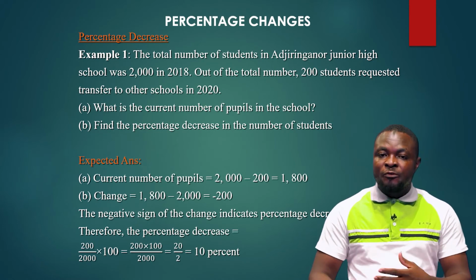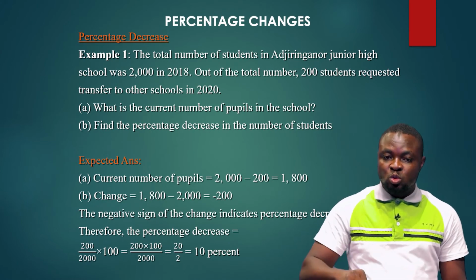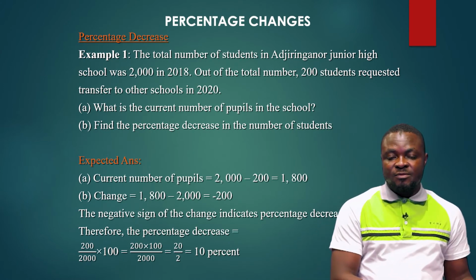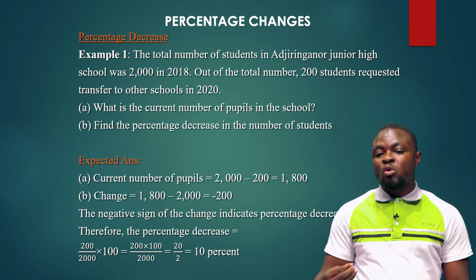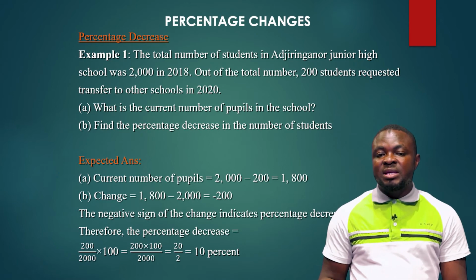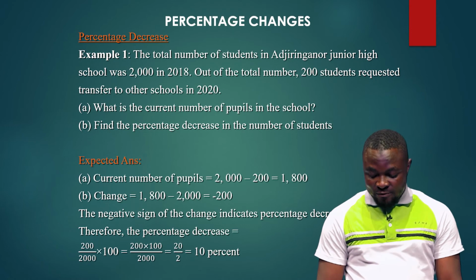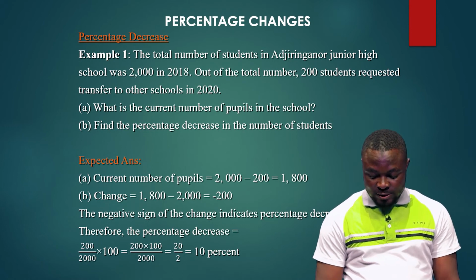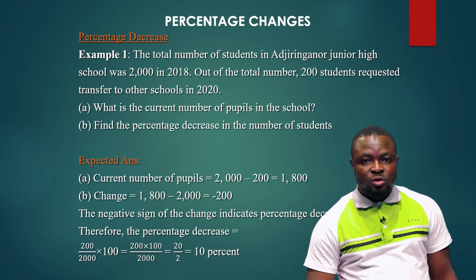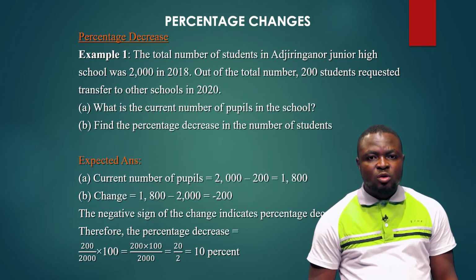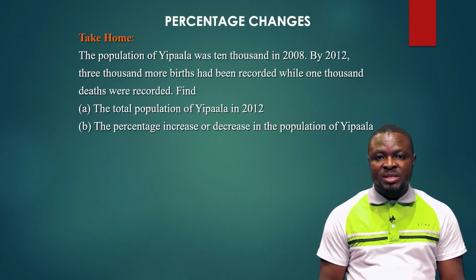So following from our previous examples and the percentage decrease, you take that change, which is 200, ignore the negative. The negative only tells you you are dealing with percentage decrease. So you go ahead and take 200 divided by the original value. The original value in this case is 2,000. So if you divide 200 by 2,000, it gives you a fraction. You change the fraction to percentage by multiplying it by 100.